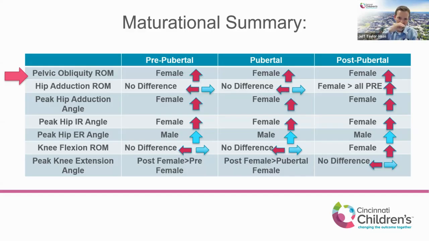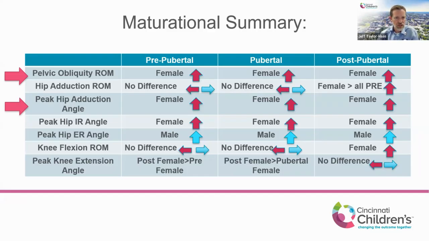So as females are going, prepubertal females run with less pelvic obliquity range of motion than pubertal females, who run with less pelvic obliquity range of motion compared to postpubertal females. When we look at other key variables, such as peak hip adduction angle, here there's a key sex difference.